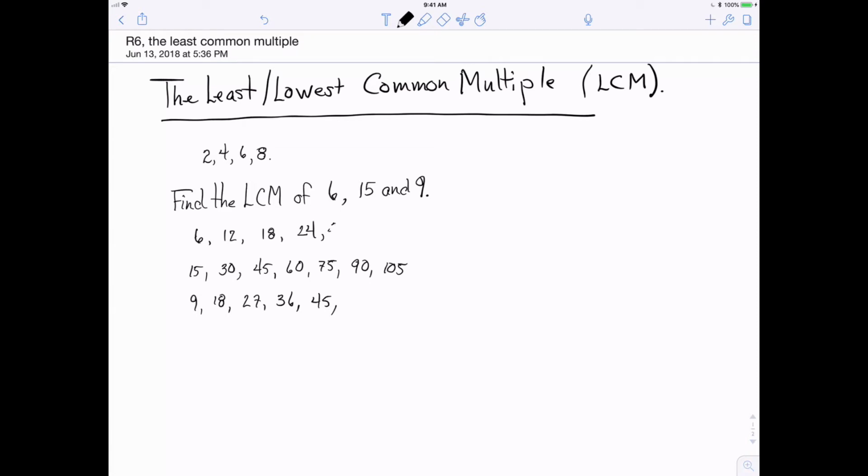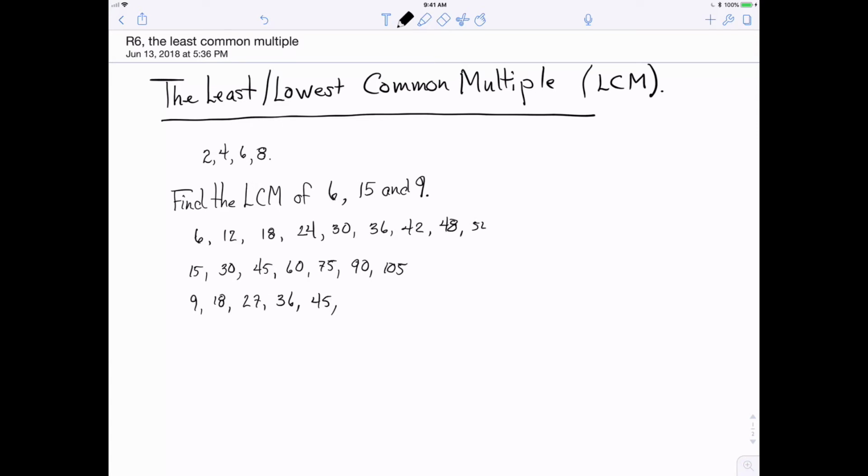So 24, let's count again. 30. Oops, that looks kind of funny. 30, 36, 42. We're going to skip 45. We're going to go right to 48. Let's count for a few more. 48, then 57, oh, I'm sorry, I'm counting by sixes. I made a mistake.